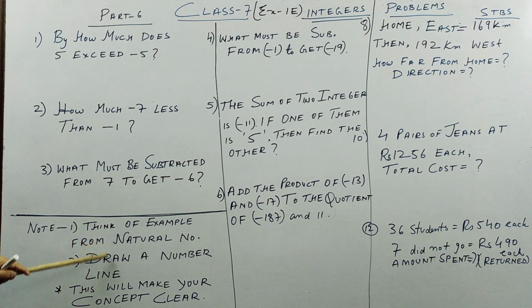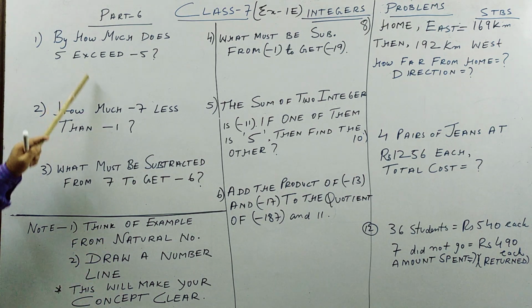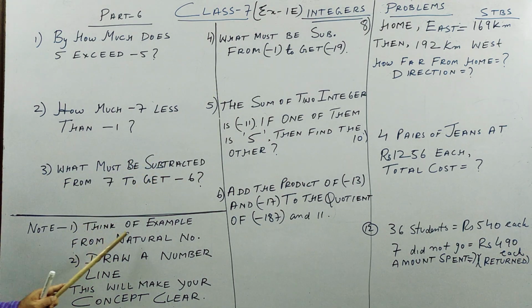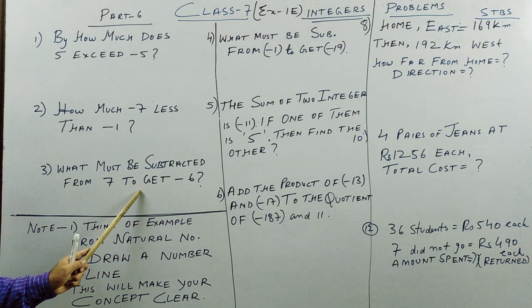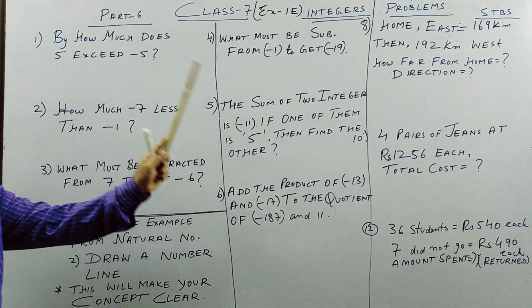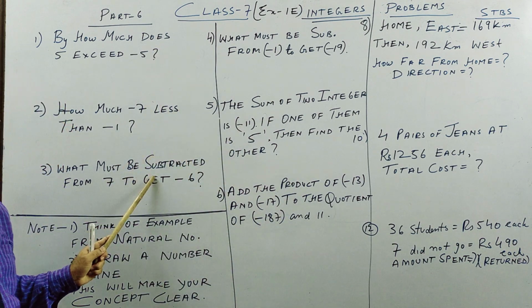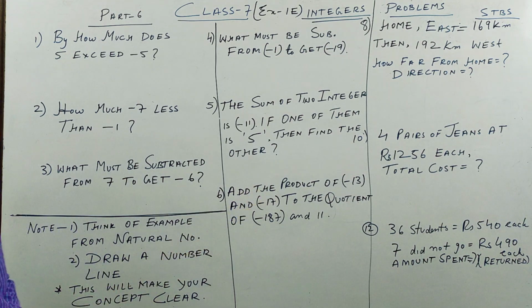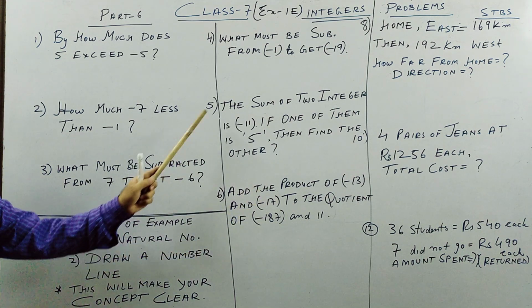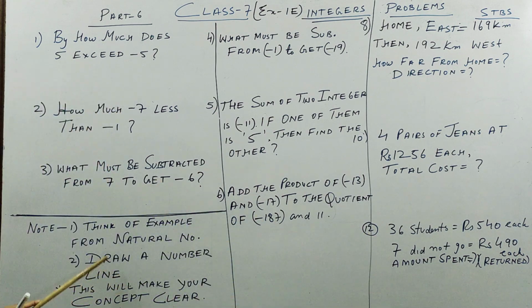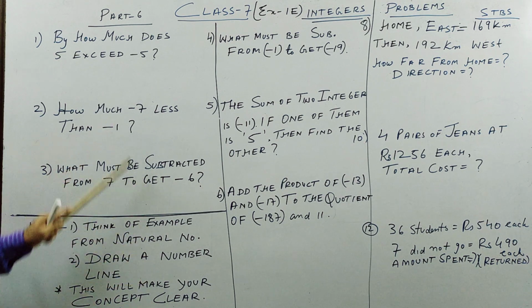This too I have given you from my side. You note, whenever you do these sums, especially 1 to 4, you think of an example from natural numbers, because the minus sign confuses you. After finishing all 12, these 3 sums I'll show you with the help of a number line. So this space I'll use to explain at the end. After doing question 12, I will show you with the number line. This will make your concept clear.